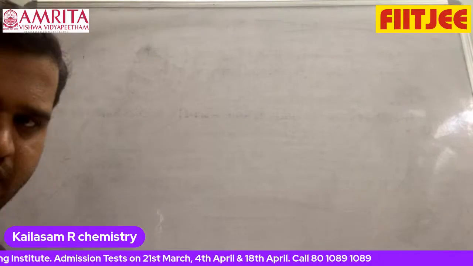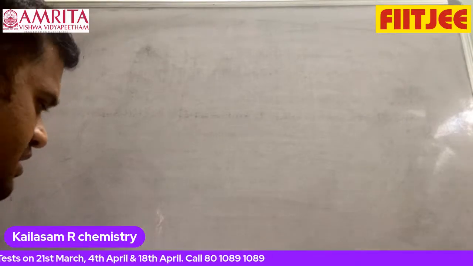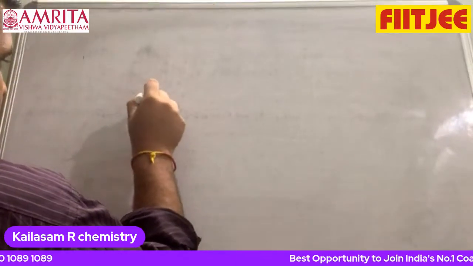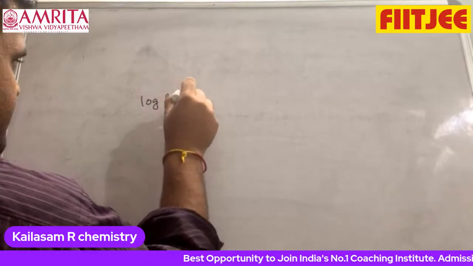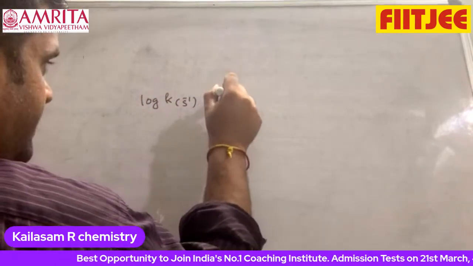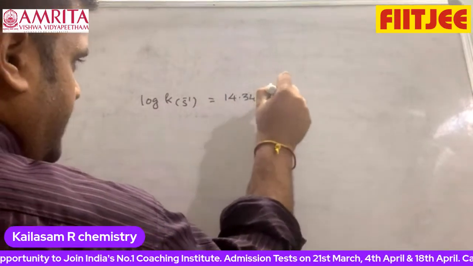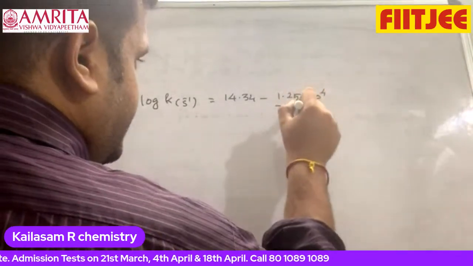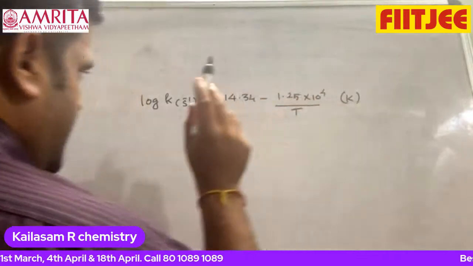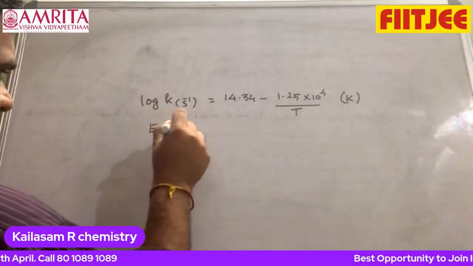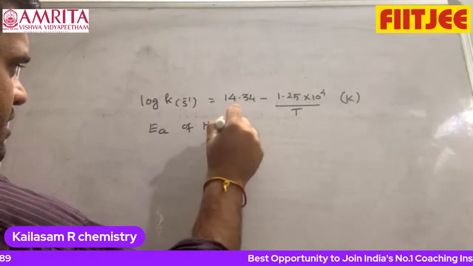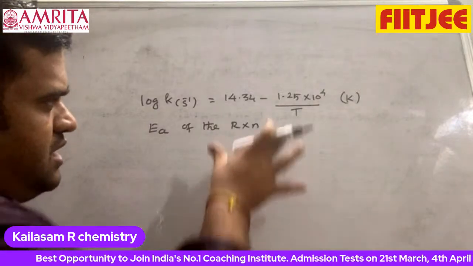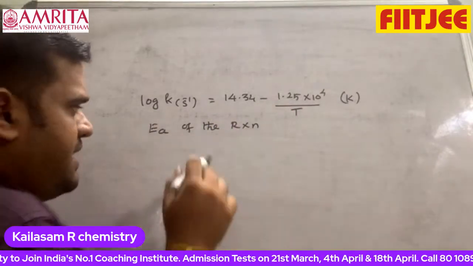Now, they have given the rate of decomposition of a first order reaction. Look at this. Now I am taking log K, where K is in per second. They have given it as 14.34 minus 1.25 into 10 power 4 by T, where T is in Kelvin. Now they are asking to find EA of the reaction. So this follows first order kinetics. How to find EA of the reaction?